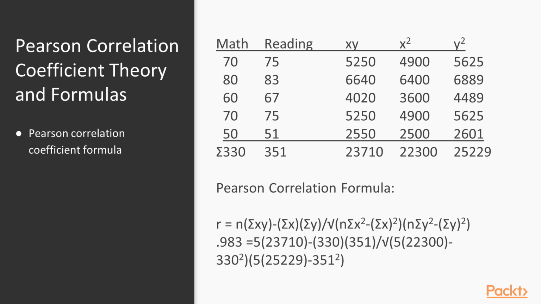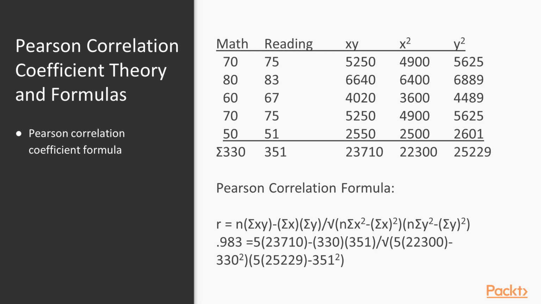But basically what we're doing here is looking at the products of multiplying the values on the first variable with the second variable. We're also getting the total scores summed across one variable and then summed across the second variable. And then we're also squaring the values for each variable.